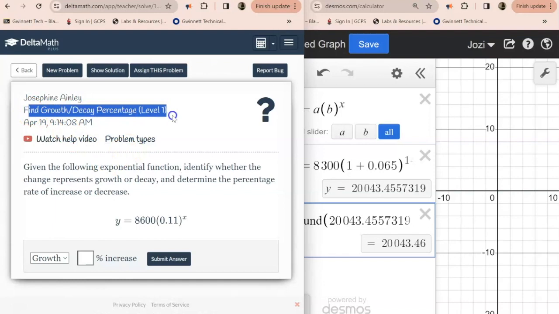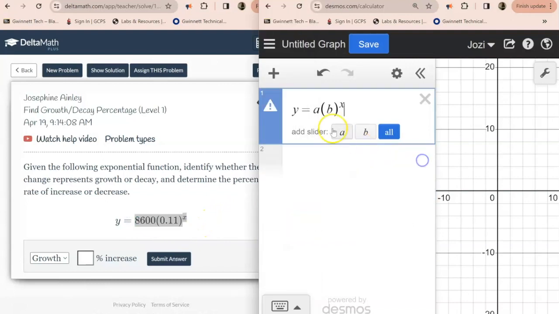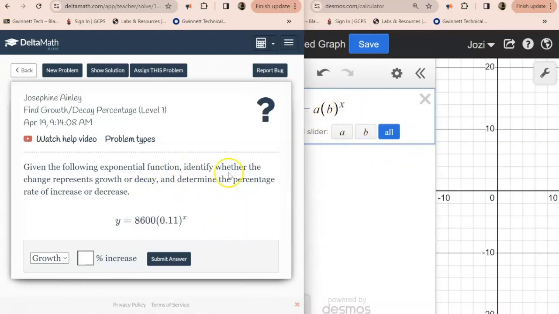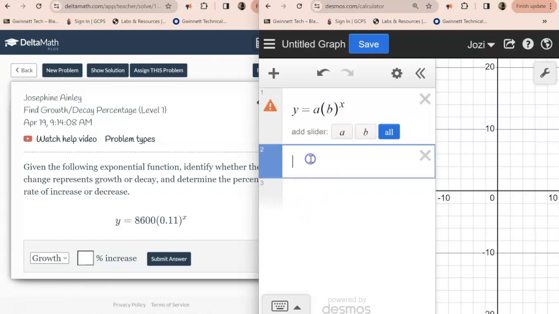All right, find growth and decay percentage, level one. Here, you're given the actual formula. You're given A, B, X, okay? To identify whether the change represents growth or decay, you're looking at this number right here. Is it bigger than one? Growth. Is it less than one? Decay. All right, and why is that?